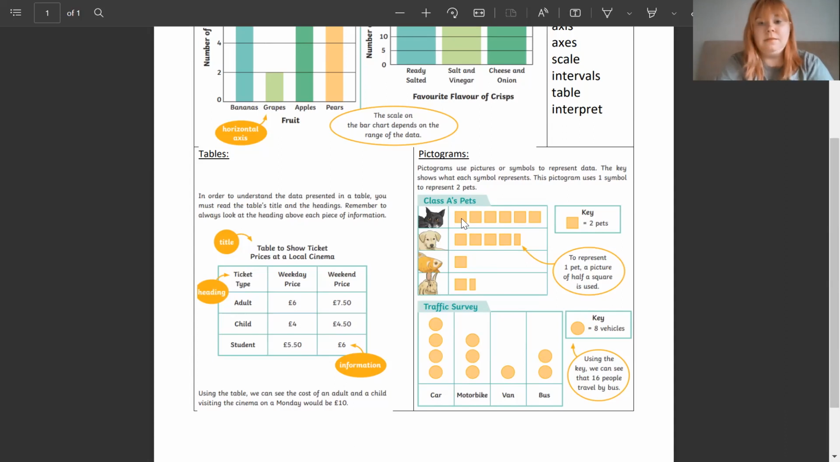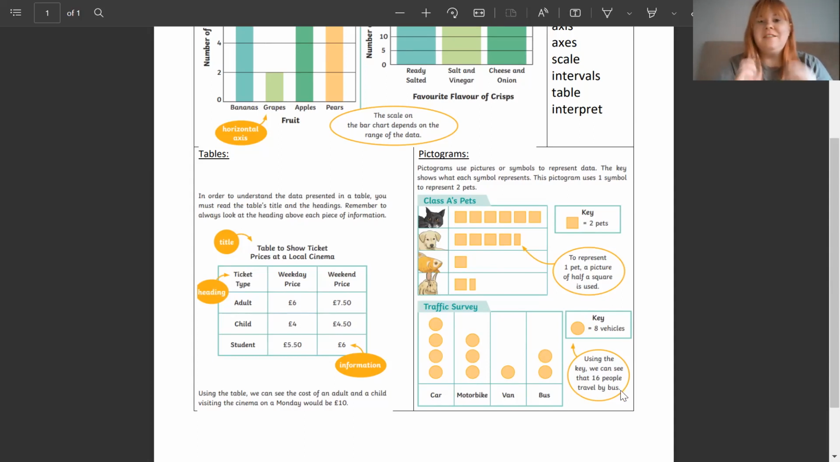So for cats, we've got 2, 4, 6, 8, 10, 12 cats. Dogs, 2, 4, 6, 8, 9 because we've got our half. 2 fish, 3 rabbits. Then we have a traffic survey. This pictogram shows the key, and 1 circle is equal to 8 vehicles. So we can count in multiples of 8 to work out how many vehicles there were altogether.